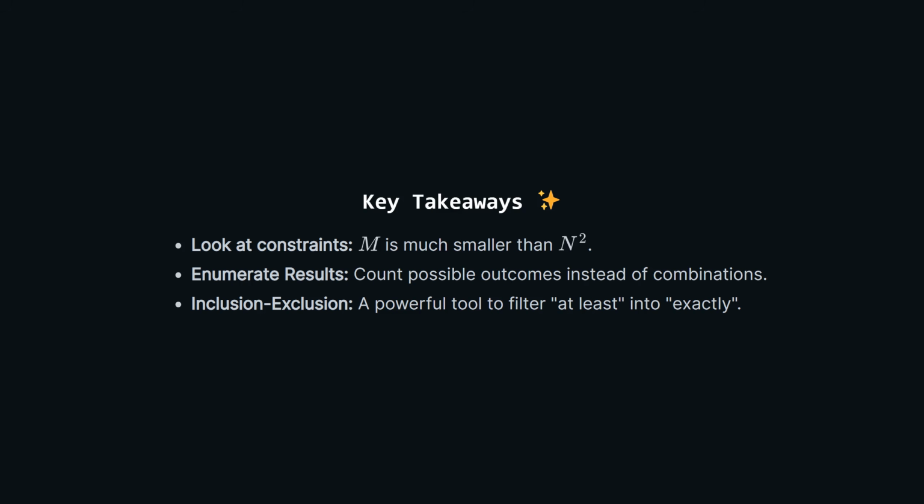So the main things to take away from this problem: always check your constraints. Here, the max value was our ticket to avoiding a massive loop. Sometimes it is faster to count all the possible final answers, rather than simulating every combination. And finally, the Inclusion-Exclusion Principle is a fantastic tool for narrowing down broad counts into exact numbers.